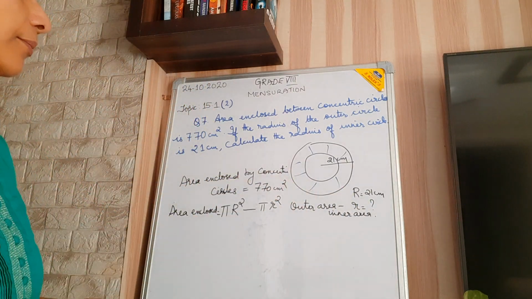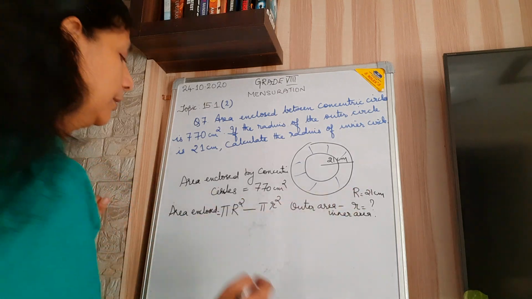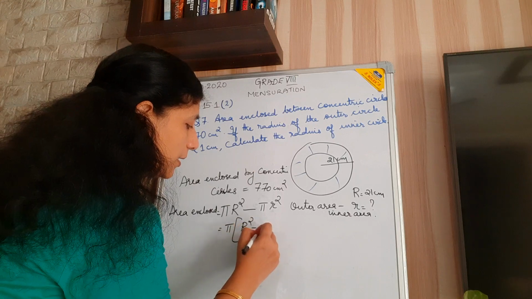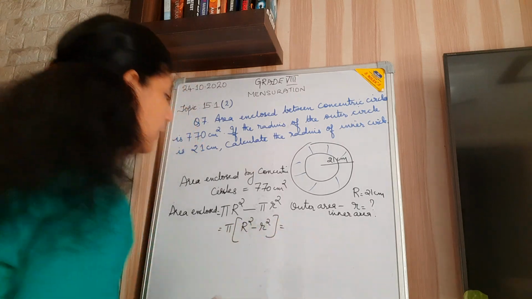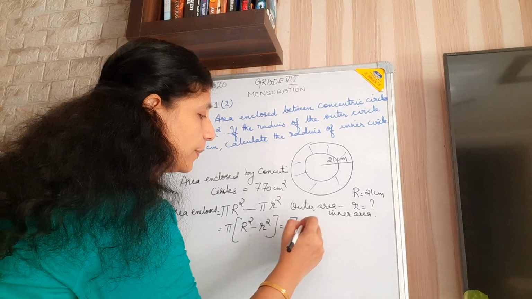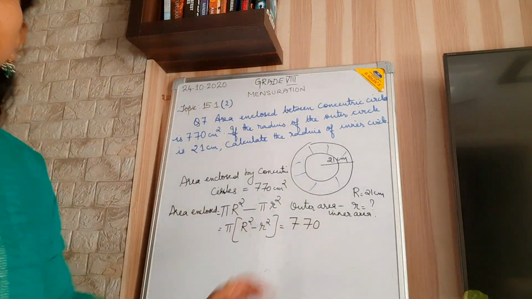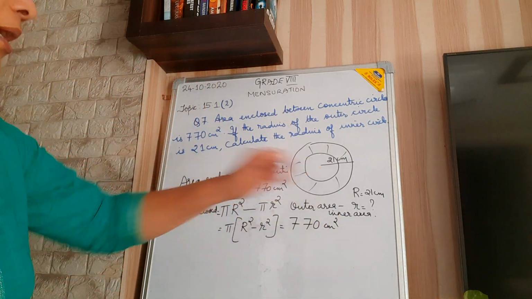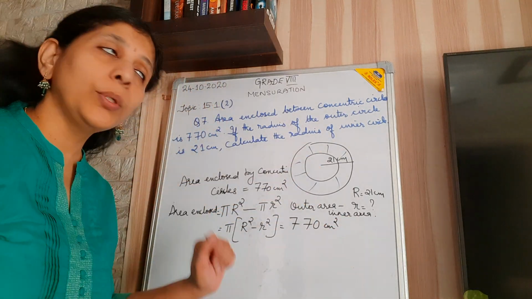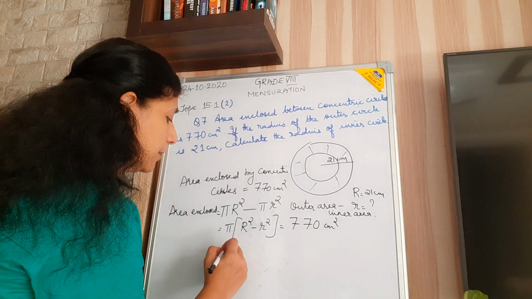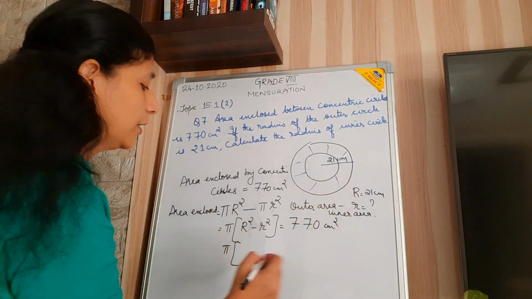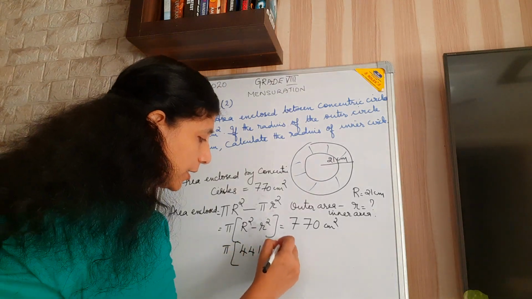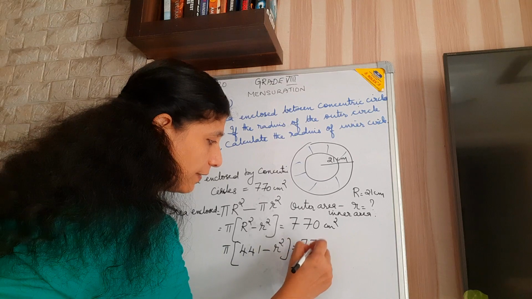Here capital R is 21. So pi is common: pi into R square minus small r square will give you the area enclosed by the concentric circles, that is 770 centimeter square. Now capital R, the radius of the outer circle, is given as 21. So 21 square is 441, minus small r square, is given as 770.